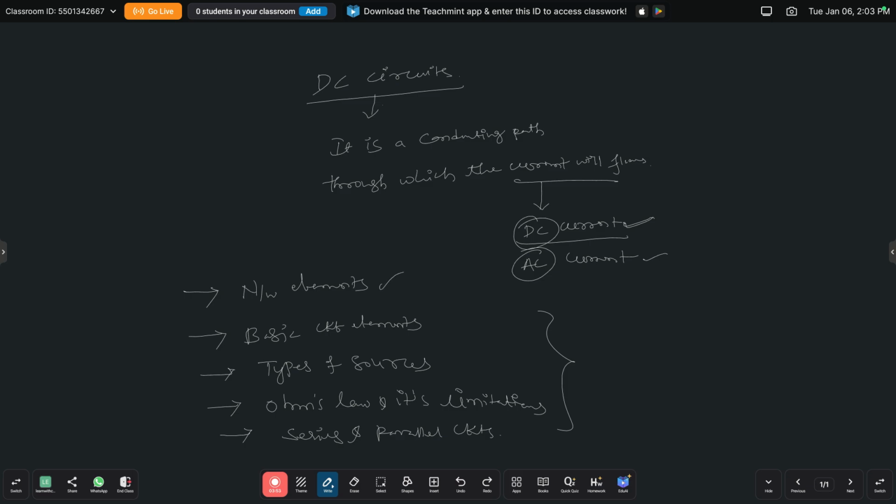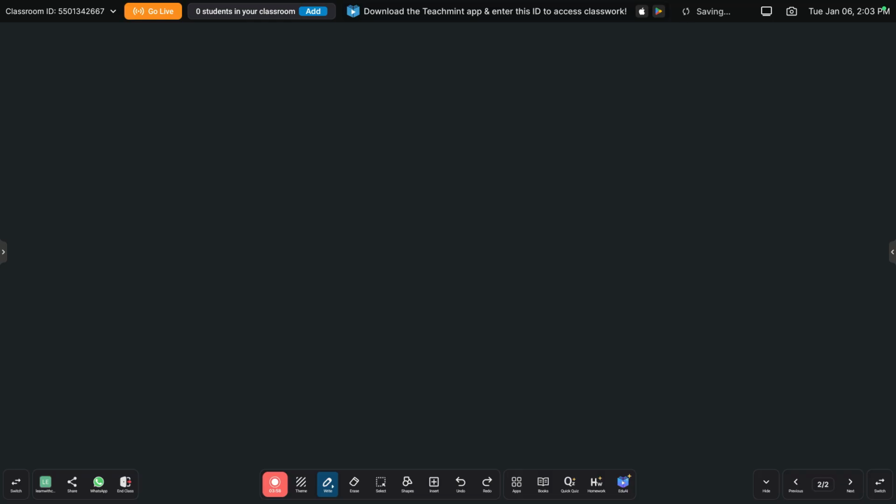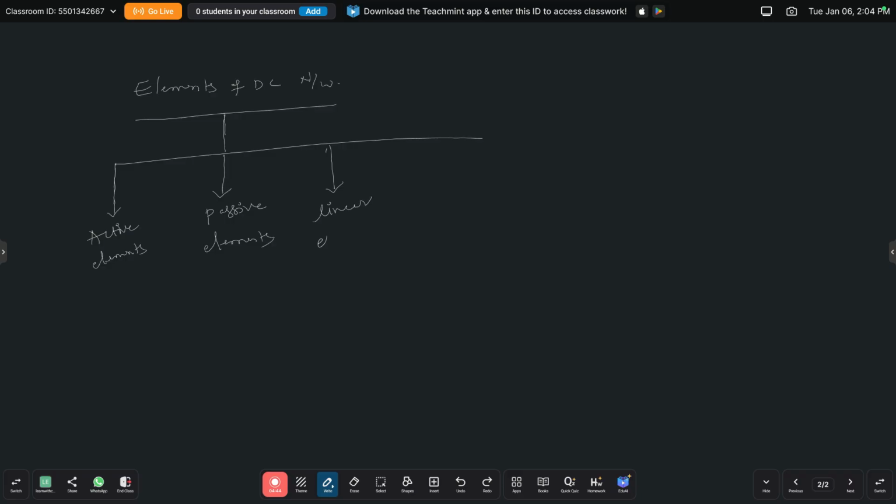First is network elements. The elements of a DC network can be classified into different types: first, active elements, and next, passive elements, then linear elements and non-linear elements.